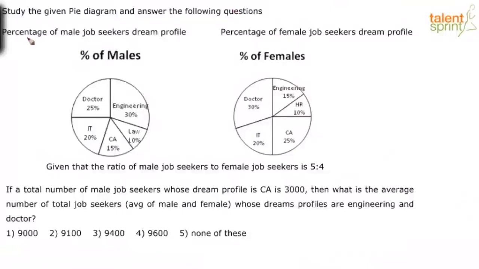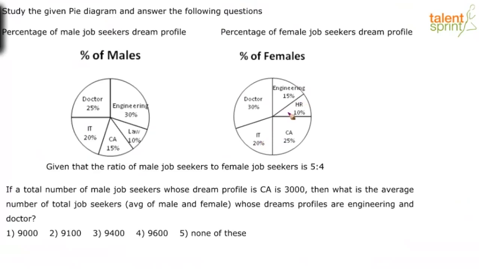Now there are two pie charts here. The first pie chart talks about the percentage of male job seekers' dream profile, right? And the second pie chart talks about the percentage of female job seekers' dream profile, right? So there are two pie charts, one showing the percentage distribution of males, the second showing the percentage distribution of females across their dream profiles, right?